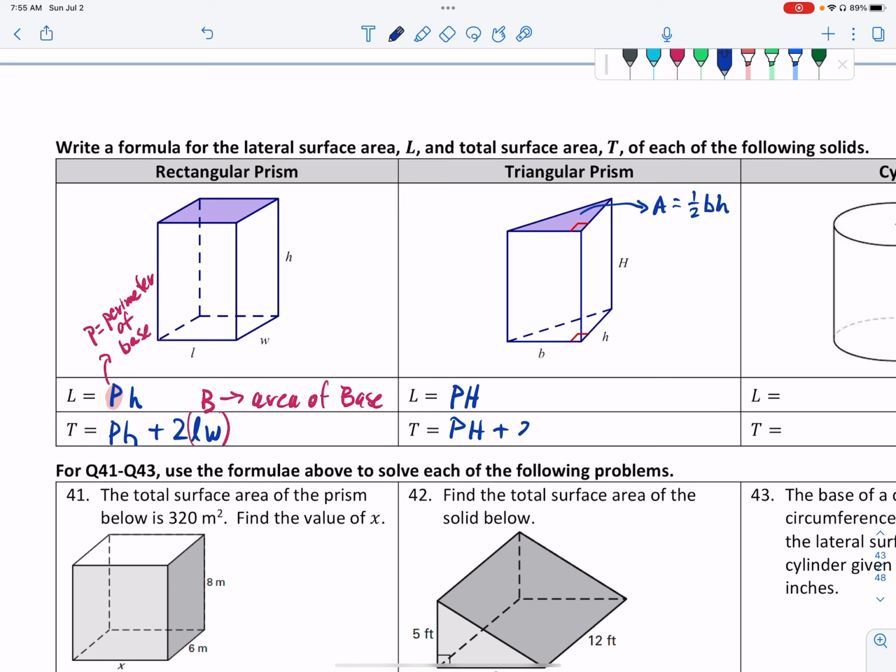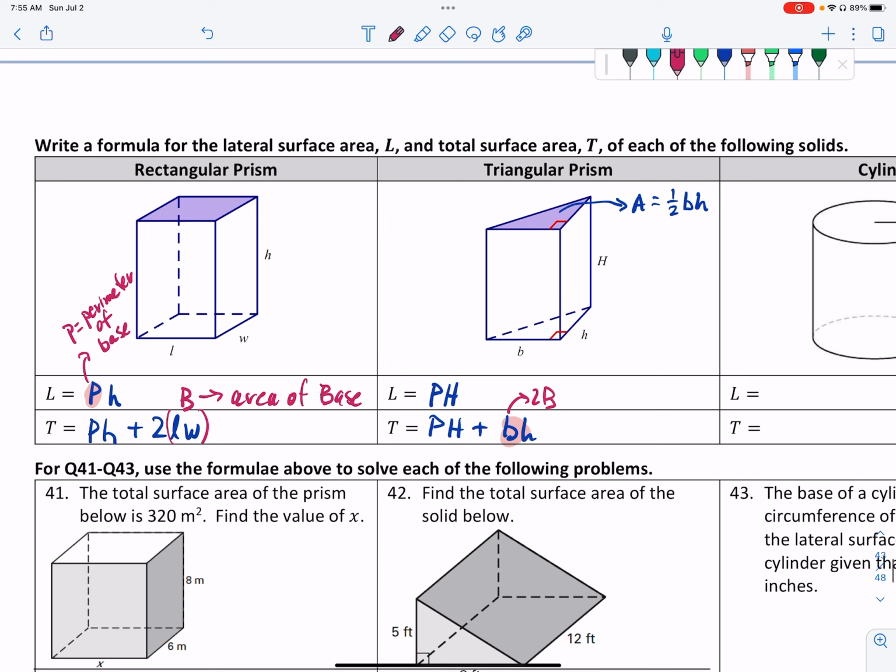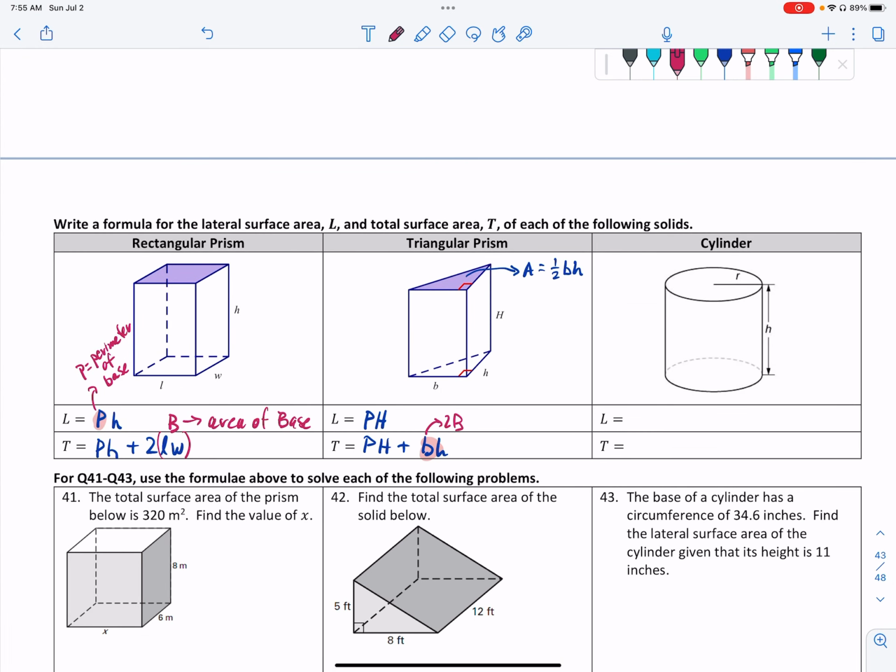But this is what I'm saying. I'm taking 2, multiplying it times the 1/2 bh. This would be your area of your base, like we were talking about, like right over here. But this 2 and this 1/2 essentially cancel each other out, right? And so you're just left with a bh. So if I was going to simplify that, it would look like just a capital B and a little h. And now that corresponds to 2 B's, 2 area bases.